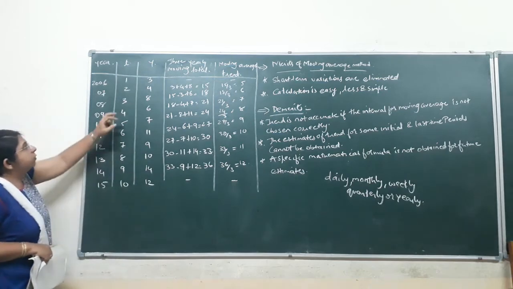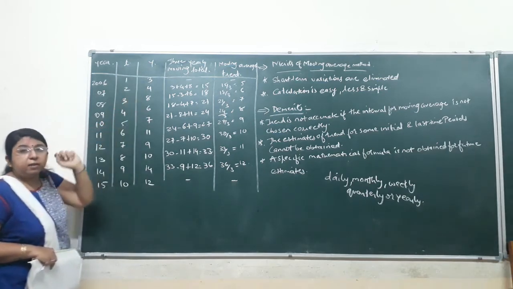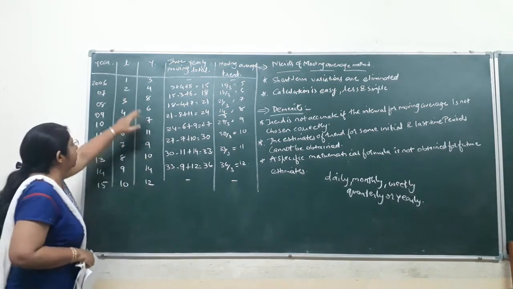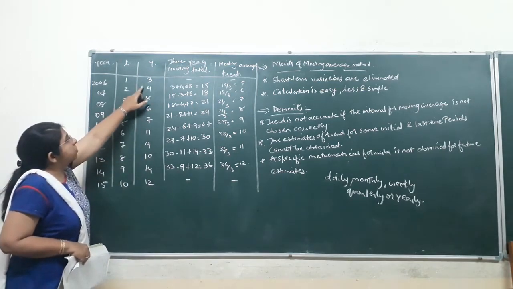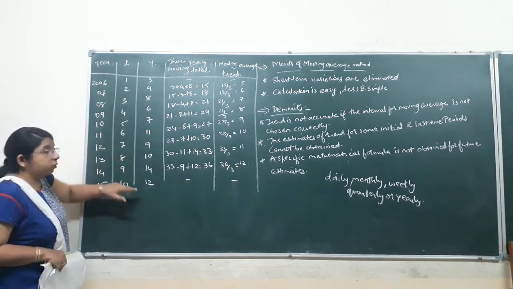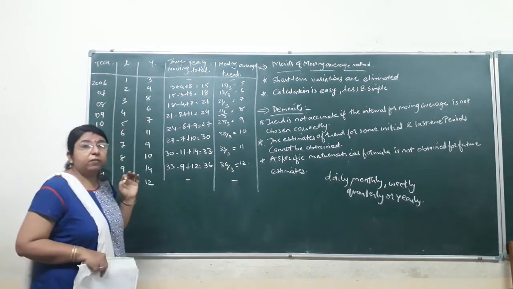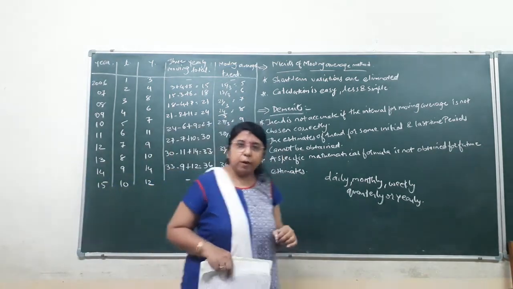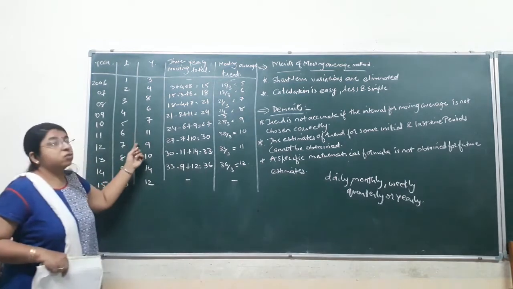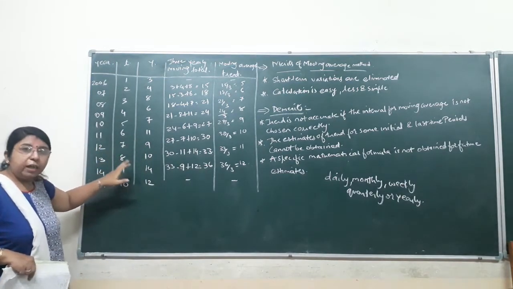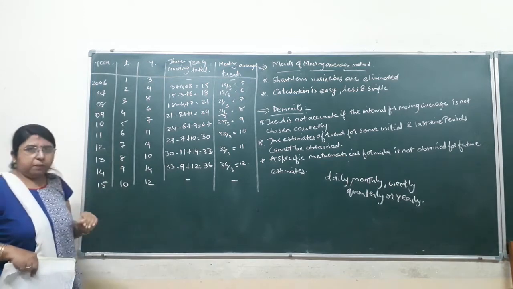Then afterwards y, that is sales given to you in 10 lakh rupees, is represented as y over here. That is already given in the question: 3, 4, 8, 6, 7, 11, 9, 10, 14 and 12. All these values of sales in 10 lakh rupees are represented as y. Now after getting the columns of t and y, what would be the next step in this method?